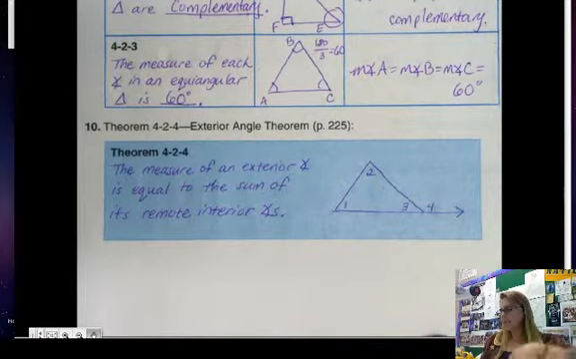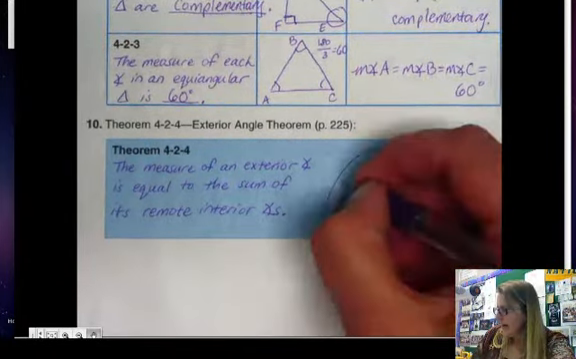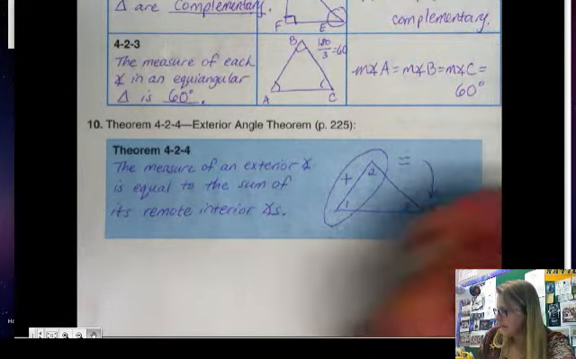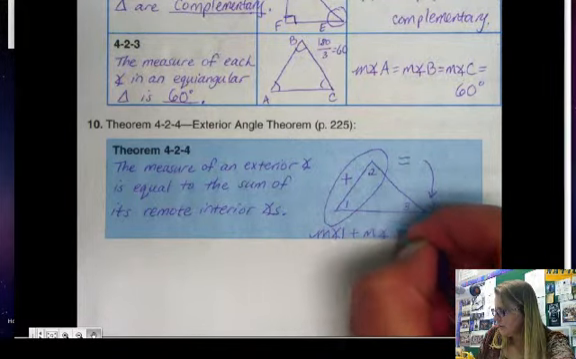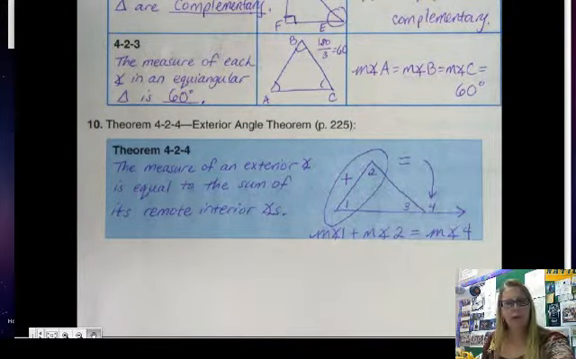Okay? All right, the exterior angle theorem is the measure of an exterior angle is equal to the sum of its remote interior angles. So these two here add together to equal the exterior. So the measure of angle 1 plus the measure of angle 2 equals the measure of angle 4. Okay, we'll do an example of that in just a minute.